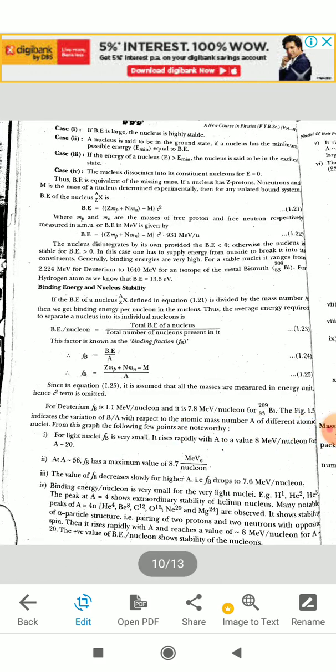The first case for stability is represented by the binding energy. If binding energy is large, then the nucleus is highly stable. If binding energy is less, then it is unstable. The second case is when the nucleus is said to be in the ground state, that is, the nucleus has the minimum possible energy. So at the ground state the energy of that nucleus is minimum, which is equal to the binding energy.